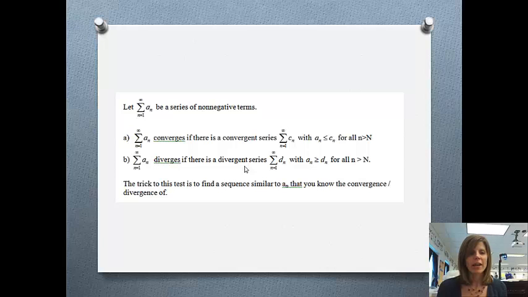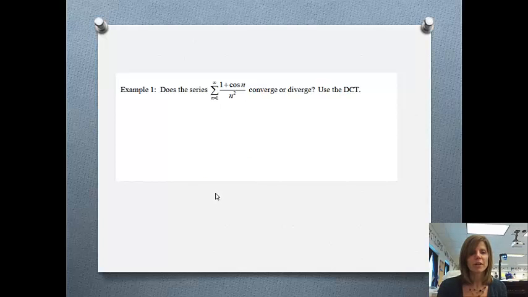And then if I pick a comparison series where the original one is bigger than the one that I pick, and the one that I pick happens to diverge, then the one that we started with will also diverge. So the basic trick in this one is finding the one to compare it to. We want it to be a little simpler, and it's just going to take a little bit of practice to do this. So here we go. Let's dive right in and see how we do.